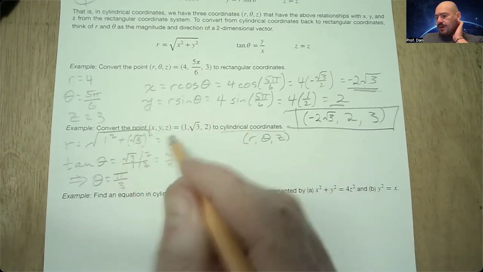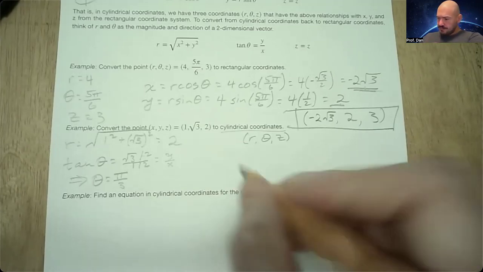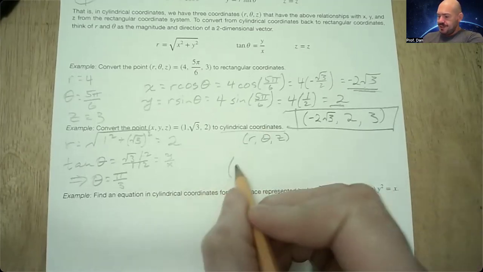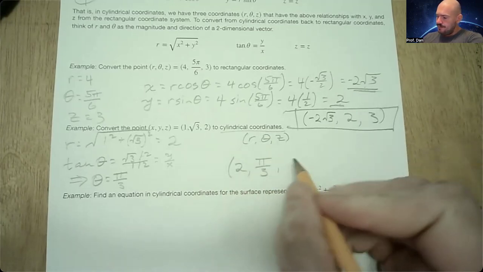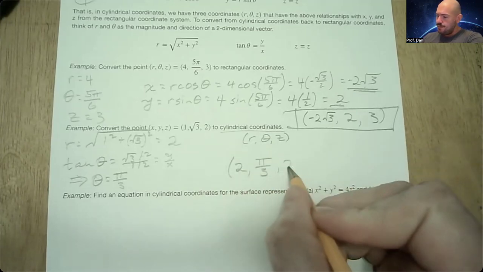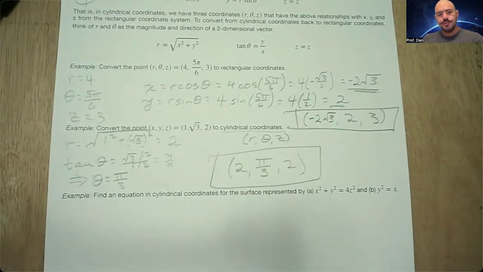So now that we have r and we have theta, remember we can just pull the z coordinate. My cylindrical coordinate would be (2, pi over 3, 2). And that's the cylindrical coordinate.